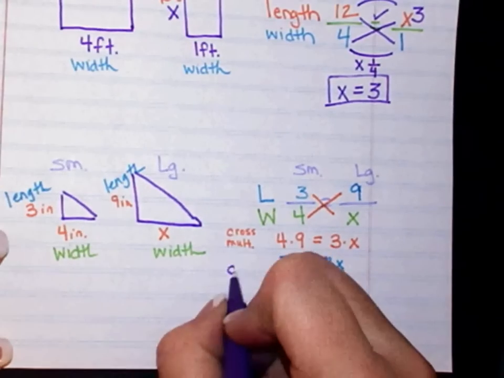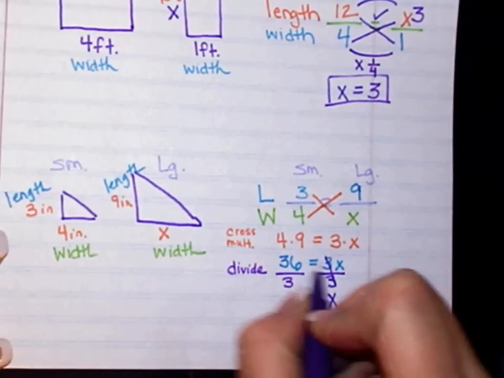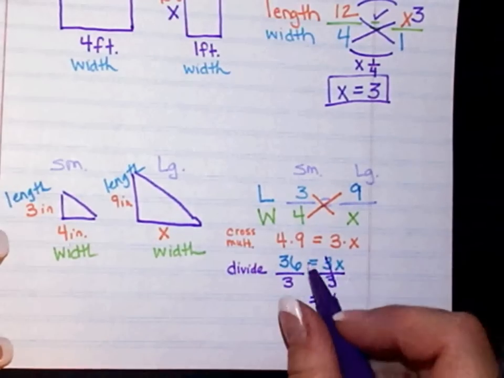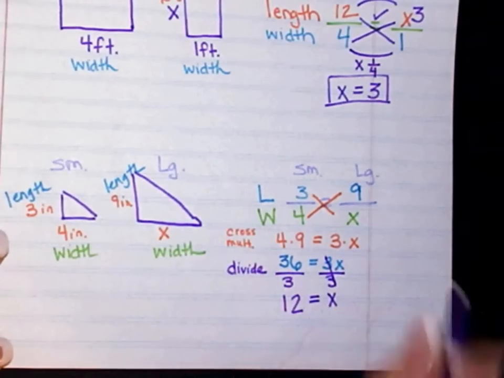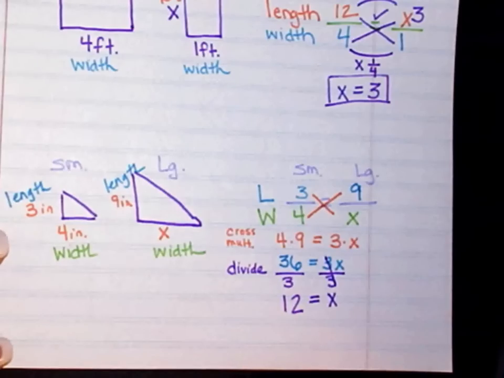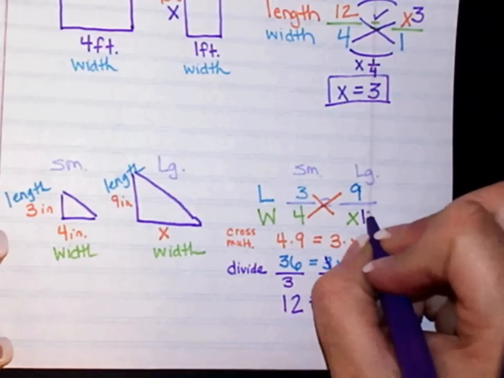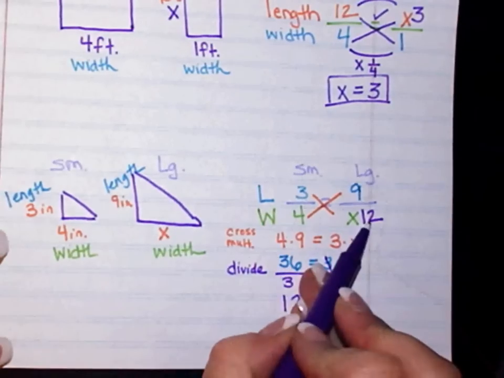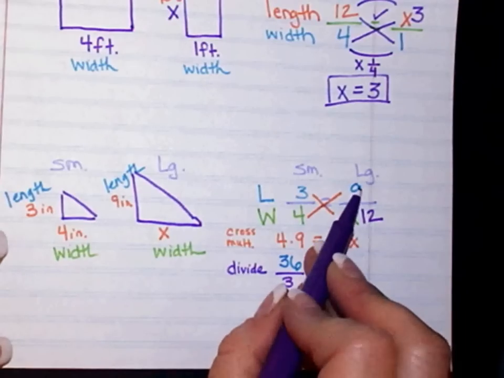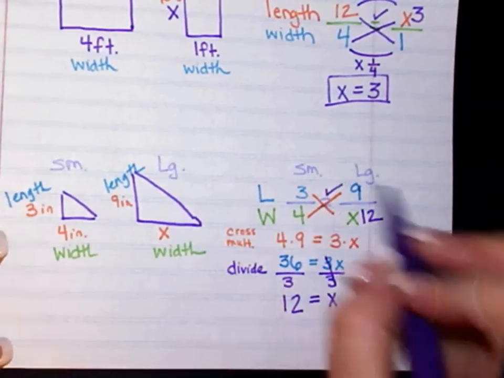Divide. 36 divided by 3 is 12. I'm going to make sure that my answer works. If x is 12, I'm going to put it in here. 3 times 12 is 36. 9 times 4 is 36. They are equal.